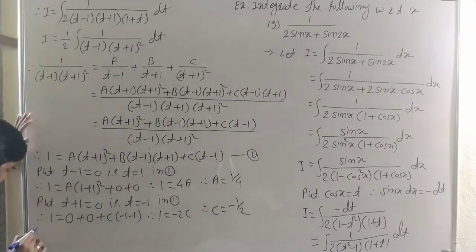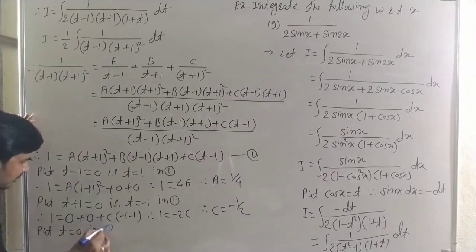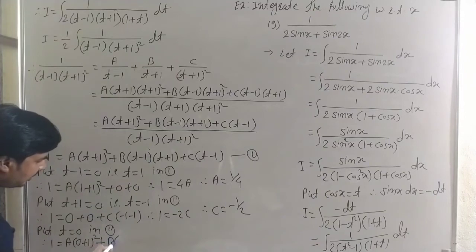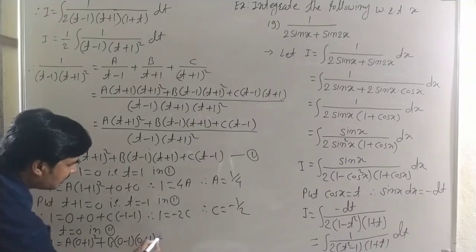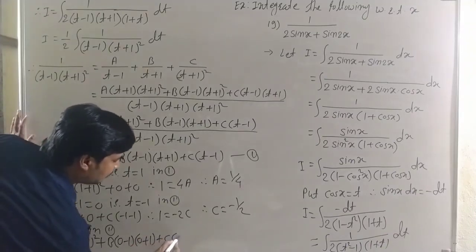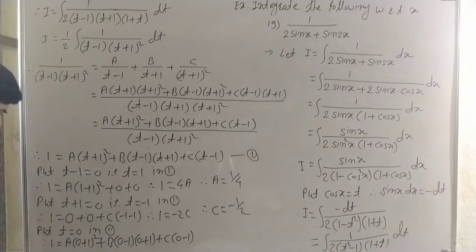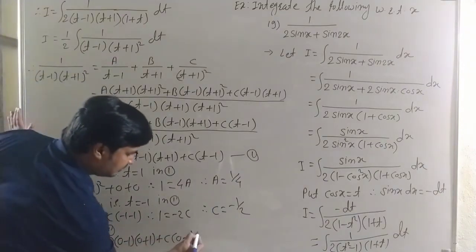Now put t is equal to 0 in equation number 1, therefore we get 1 is equal to a into (0 plus 1) square plus b into (0 minus 1)(0 plus 1) plus c into (0 minus 1). Now, to find the value of b, we can write here.